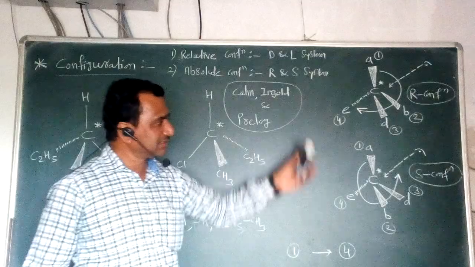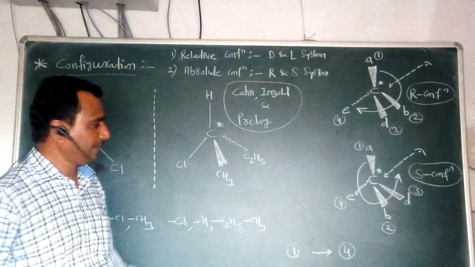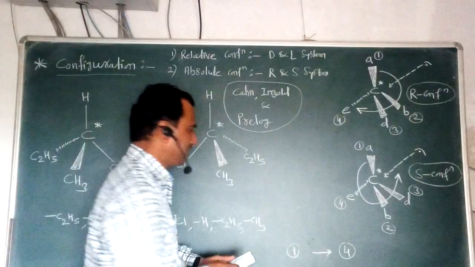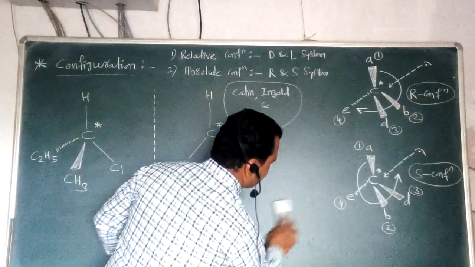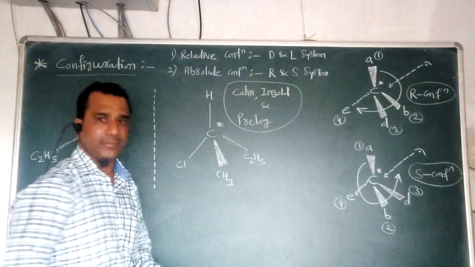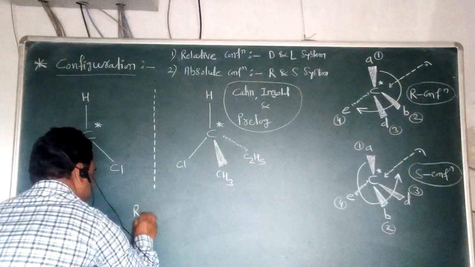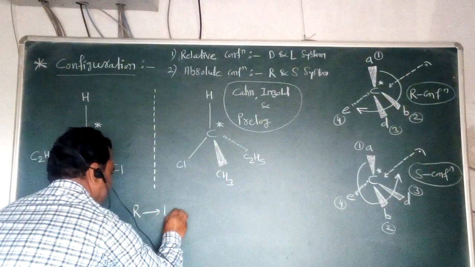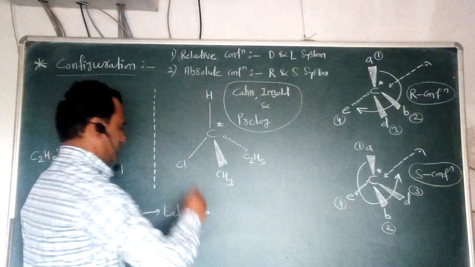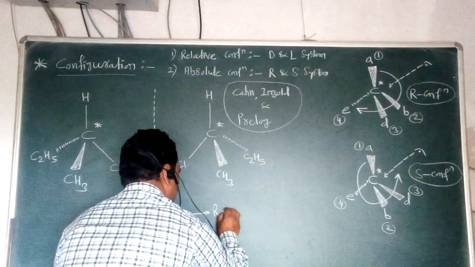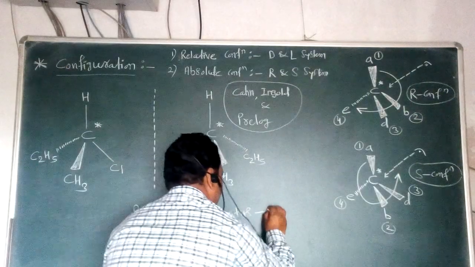Now this is the simple method for assigning the R configuration and the S configuration, but we must know what is meant by this R and what is meant by this S. As far as R and S are concerned, R is a Latin word. This R stands for rectus. It means right-handed.